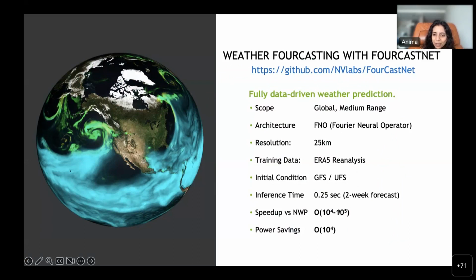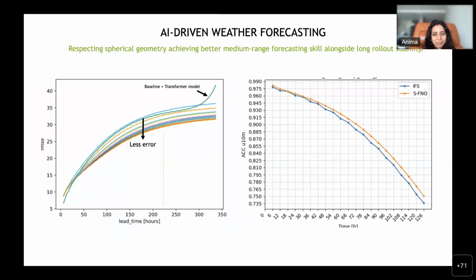And what you can see is the ability to have big speedups over current numerical weather models, and at the same time, good accuracy. So what would take hours on a CPU cluster for current numerical weather models takes less than a second on a single desktop GPU. Yeah, and we continue to improve this.